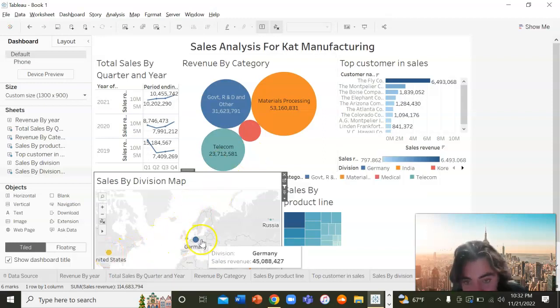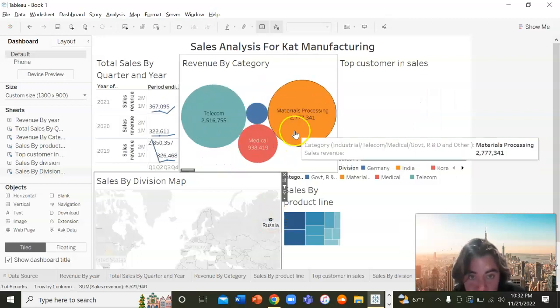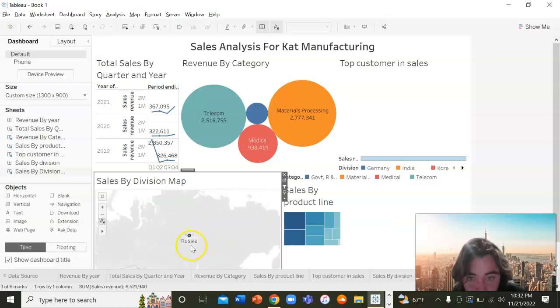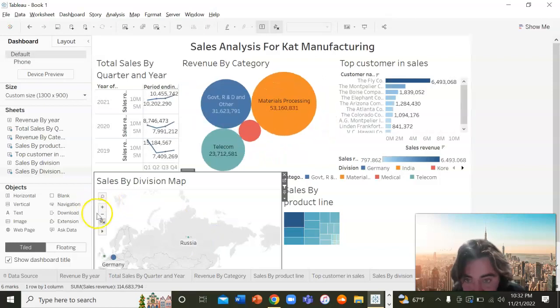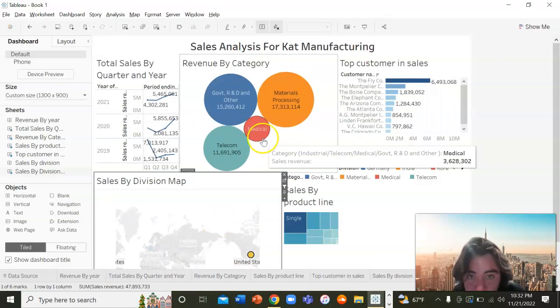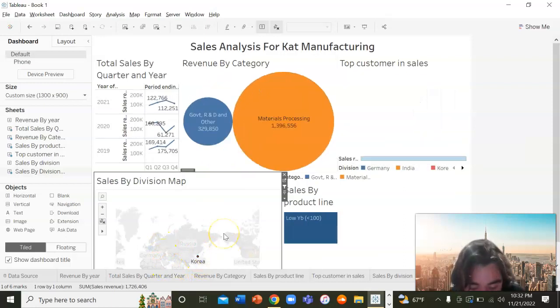If we go to click on, for example, Russia, materials processing is the highest there. Not by a large amount, but it's still number one over there. Now, if we were to click on a different country, such as the United States, still the largest number. But if we click Korea, it's much, much bigger.